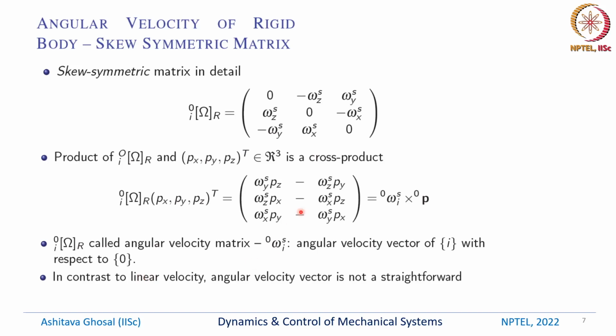The important thing to realize is that, in contrast to the linear velocity vector, the angular velocity vector is not so straightforward. For the linear velocity, x, y, z is the position of a point on the rigid body, and we just take the derivative of that position vector, which gives x dot, y dot and z dot, and that is the linear velocity. In the case of angular velocity, we have to go through this skew-symmetric matrix, which is nothing but R dot R transpose. So it's a little bit more complicated.